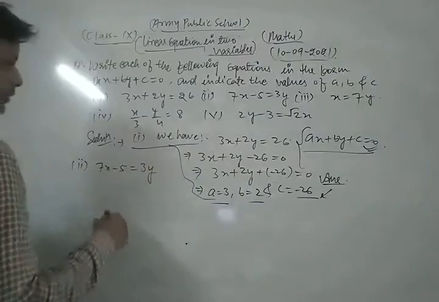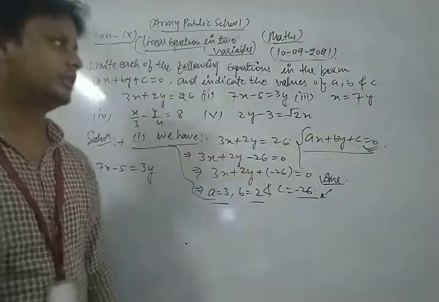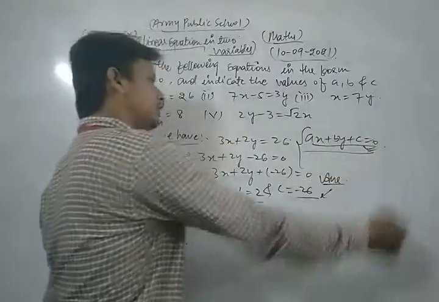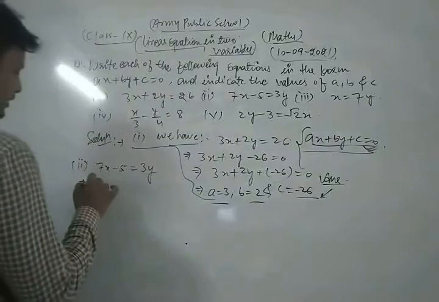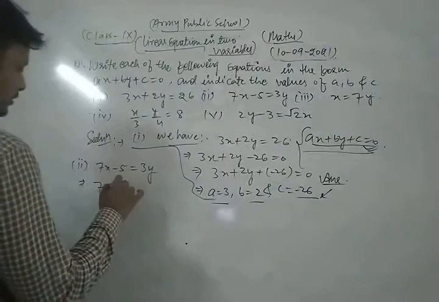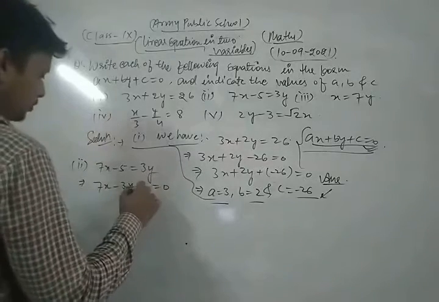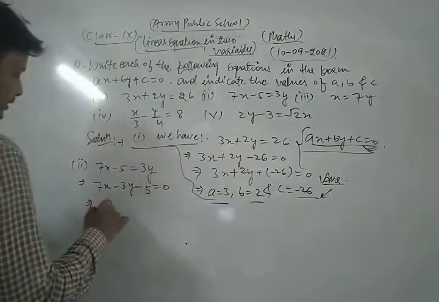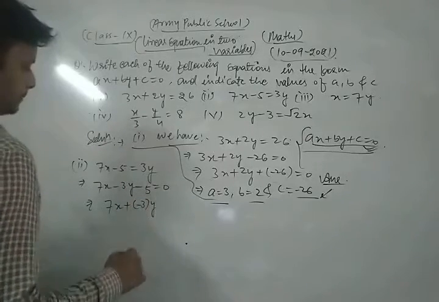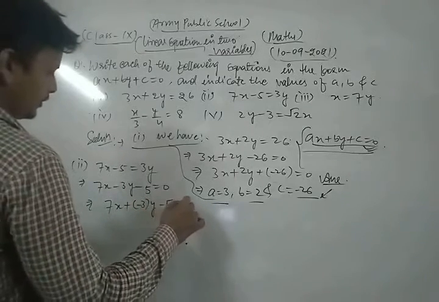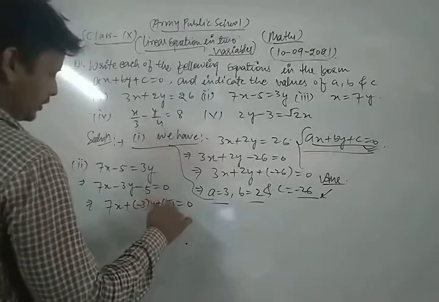We just transfer that side because we indicate each of the following equations in the form ax plus by plus c is equal to 0. Look here, we can write this as 7x minus 3y minus 5 is equal to 0. So we can write 7x plus minus 3y plus minus 5 is equal to 0.